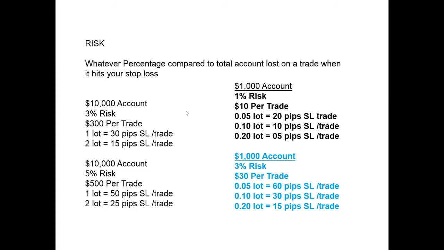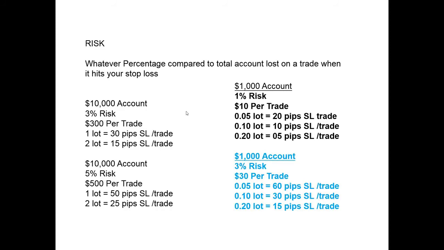Your risk is whatever percentage of your total account is lost on a trade when it hits your stop loss. It's very simple, guys. That's all your risk is: whatever percentage you lose compared to your total account when your stop loss gets hit. So a $10,000 account, 3% risk is going to be $300. With one lot, you're only going to be able to have a 30 pip stop loss if you're doing 3% risk per trade. Makes sense? One lot, $10 per pip, 30 pips, $300.